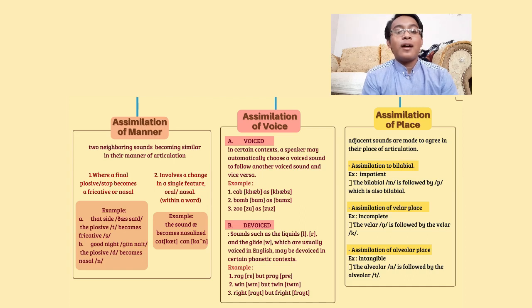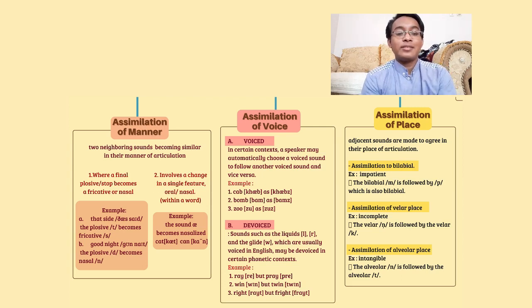The first one is assimilation to bilabial place. It happens when alveolar T, D, and N become bilabial if followed by a bilabial consonant, that is P, B, W, and M. For instance, impatient. The bilabial M is followed by P, which is also bilabial, so the sound is impatient. And then the second type is assimilation of alveolar place. For instance, intangible. The alveolar N is followed by an alveolar T, so the sound is intangible.